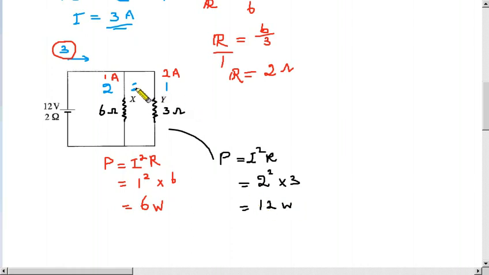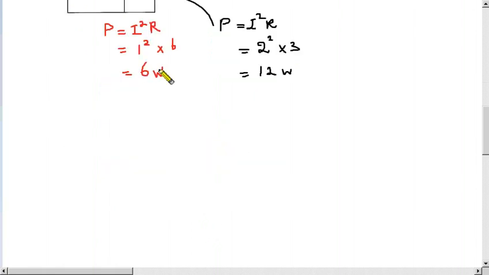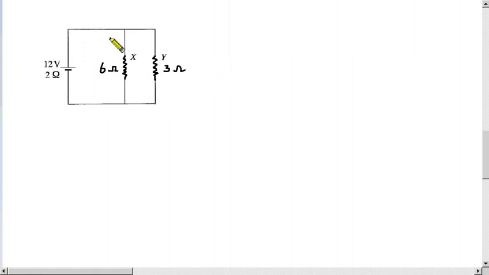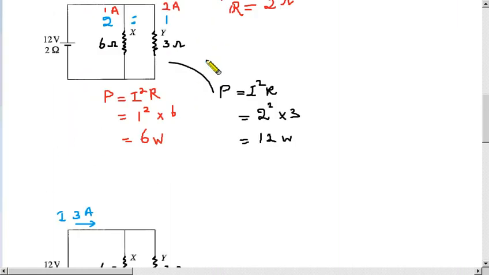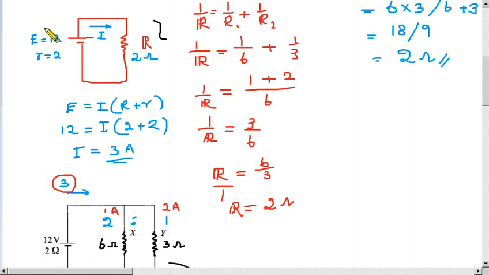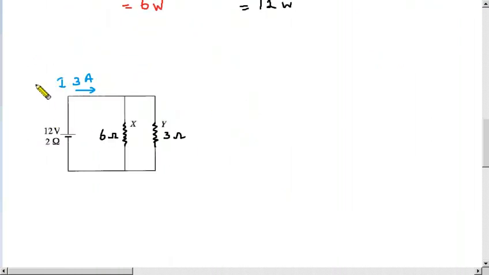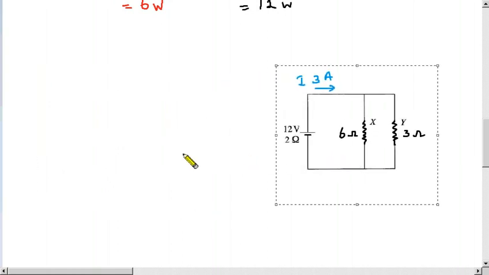So if you don't like this ratio method, this is how you have to do. We know only the current is 3 ampere. So you have to find out the voltage here. No, before that you have to use this equivalent circuit. Before going to this, keep this aside.